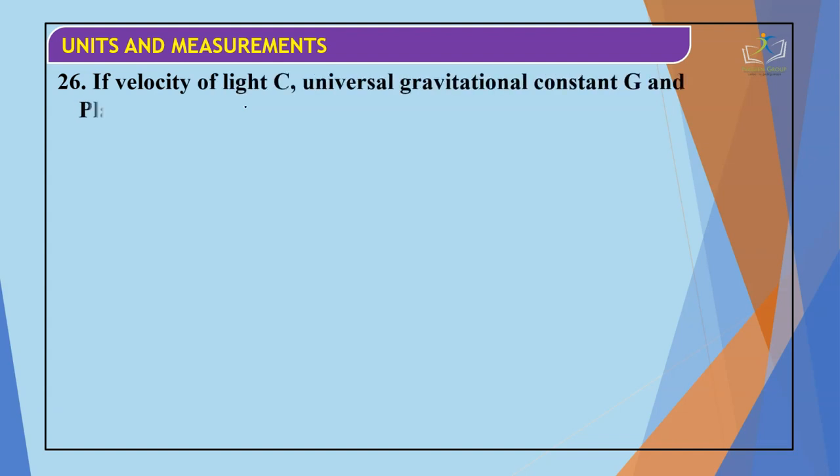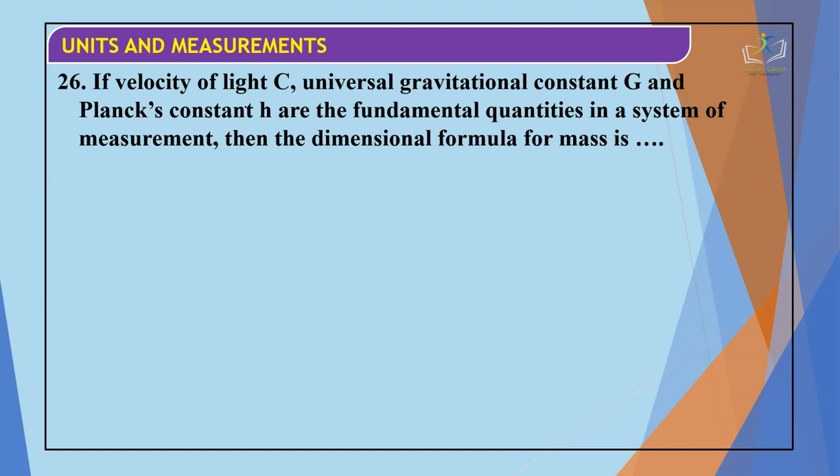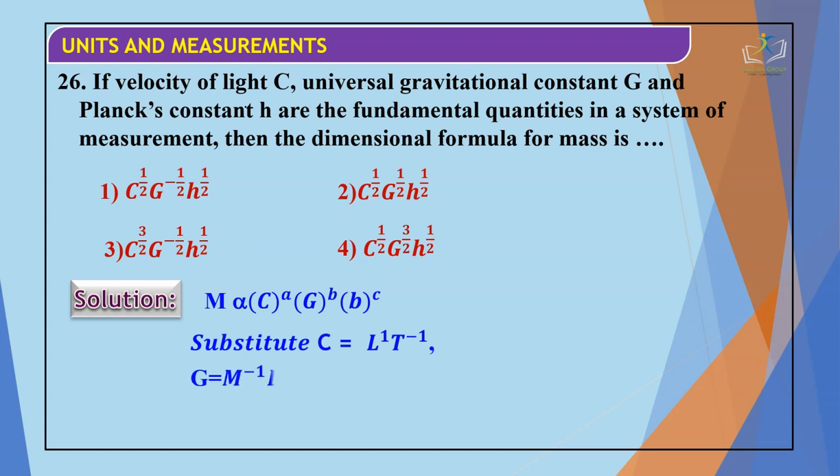Next question we have, if the velocity of light, which is C, universal gravitational constant G and Planck constant H are the fundamental quantities in a system of measurement, then the dimensional formula for mass is C half, G minus 1 by 2 and H half. We have similarly these kinds of options. Let's move with the solution part, students. m proportional to C to the power a, G to the power b, and H to the power c. Substituting all these values over here and we get the values of a, g, h. So according to that, the correct option is option 1.